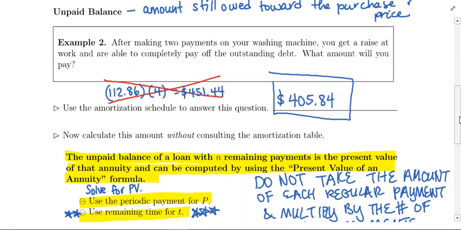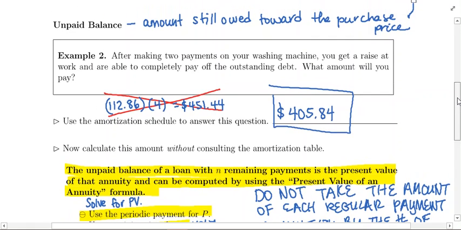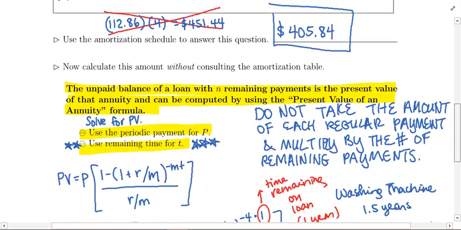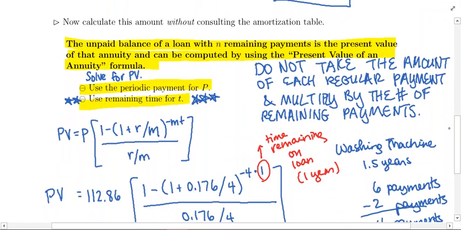So for an unpaid balance, if you're trying to figure out how much you still owe towards the purchase price if you want to pay something off early, the key to solving such a problem is to use the present value of an annuity formula. You're going to solve for PV. You're going to use the periodic payment for your P value. The big thing is to use remaining time on the loan.